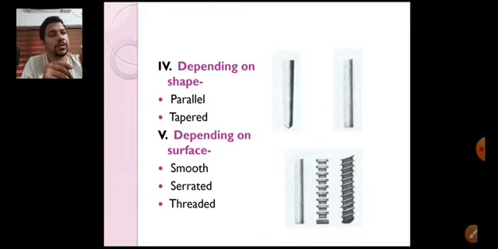That means you should be able to place the post into the post base and at the same time you should be able to retrieve it easily without any pressure. So your post should go easily and come out easily. You can fix the post with the help of a luting cement. It could be either GIC or resin cement, whatever it is.